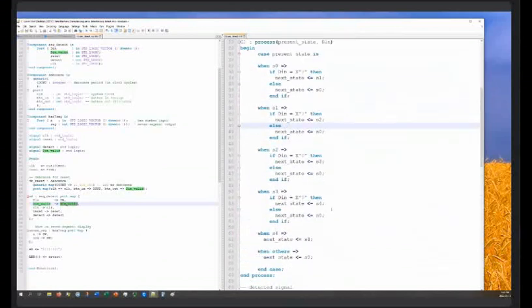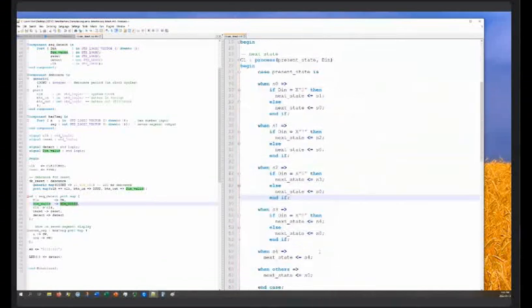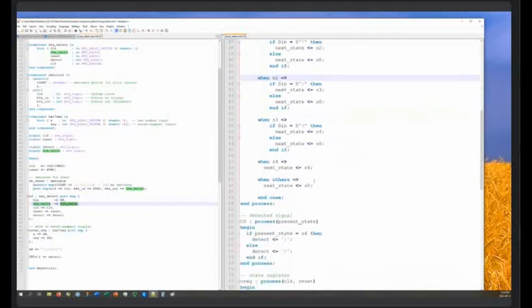You could hack this up to go through your states, and maybe one state is wait for the first digit, one state's wait for the next digit, one state is wait for the operator, one state is wait for the next digit, one state is wait for the next digit, and then on enter, it goes and does whatever.